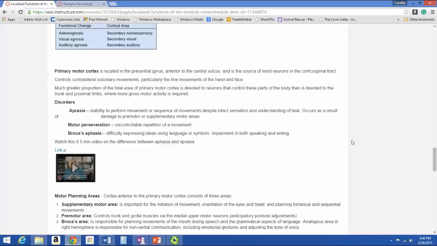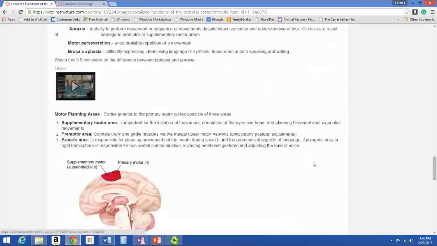Okay, so the motor planning areas are the cortex anterior to the primary motor cortex. One of them is the supplementary motor area. It's important for the initiation of movement, orientation of the eyes and heads, and planning bimanual or two-handed tasks and sequential movements. The premotor area controls trunk and girdle muscles via the medial upper motor neurons, so it does those anticipatory postural adjustments from sensory information.